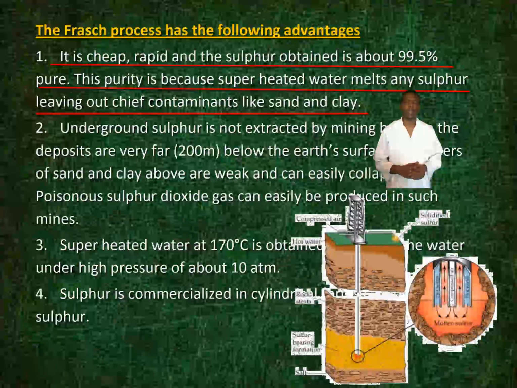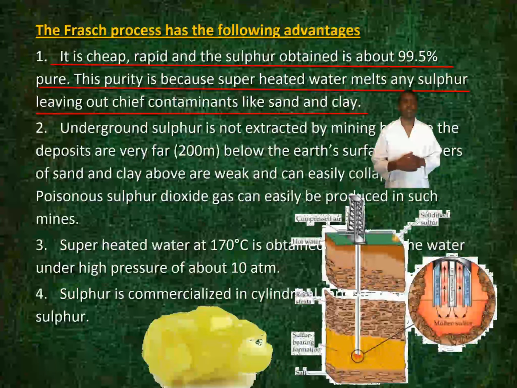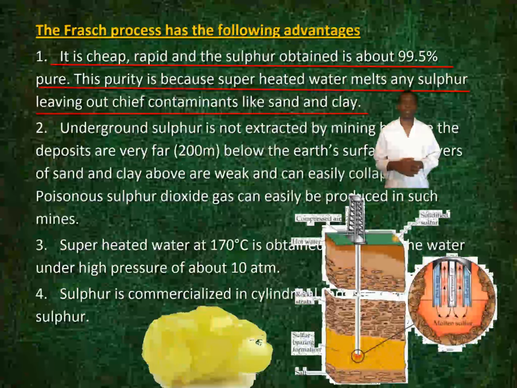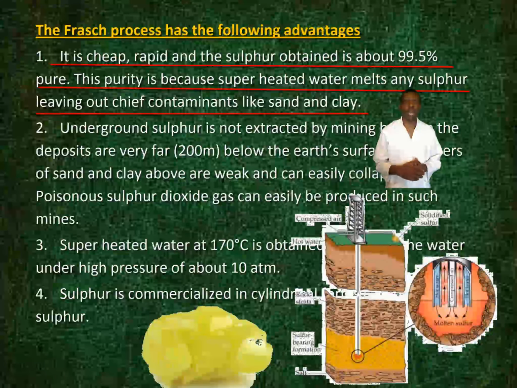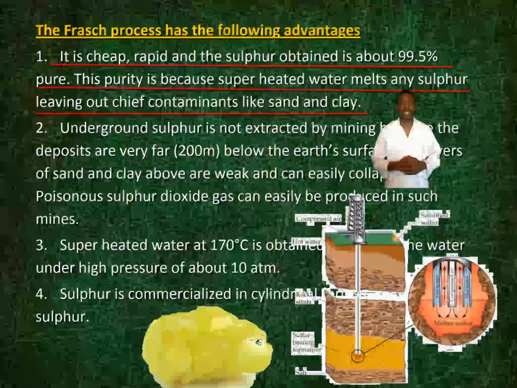It is cheap, rapid, and the sulfur obtained is about 99.5% pure. This purity is because superheated water melts sulfur, leaving out chief contaminants like sand and clay.